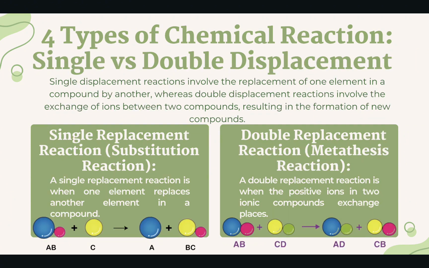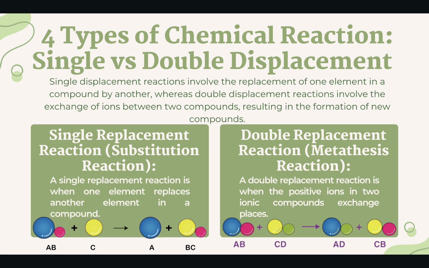Aside from combination and decomposition, there is also the single and double displacement. Single displacement reaction involve the replacement of one element in a compound by another, whereas double displacement reactions involve the exchange of ions between two compounds, resulting in the formation of new compounds. Single replacement reaction is also known as substitution reaction. A substitution reaction is when one element replaces another element in a compound. We can refer to the example here, where AB plus C becomes A plus BC.